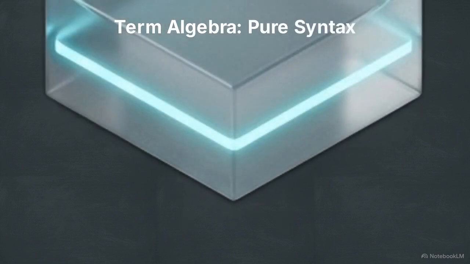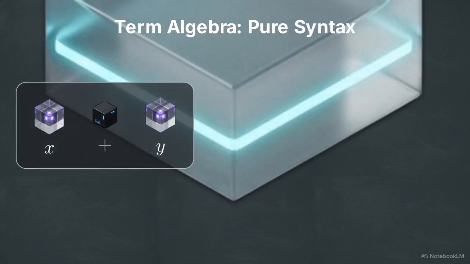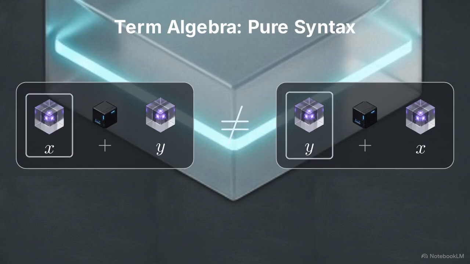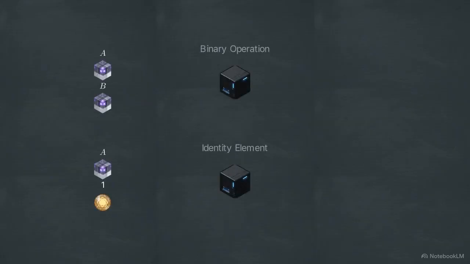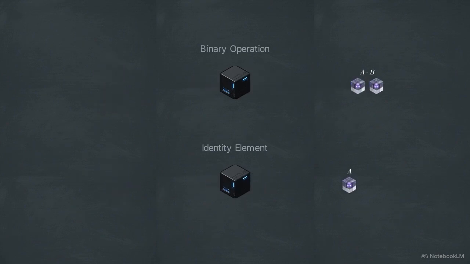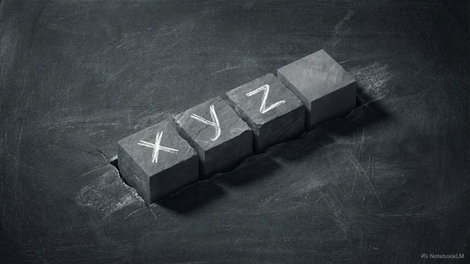Because no laws have been applied yet, the string x plus y is a different object than the string y plus x. This unconstrained concatenation forms what is called the free monoid on an alphabet. A monoid is an algebraic structure with a single associative binary operation and an identity element. In this free version, the variables act as letters, and the only identity is the empty word.